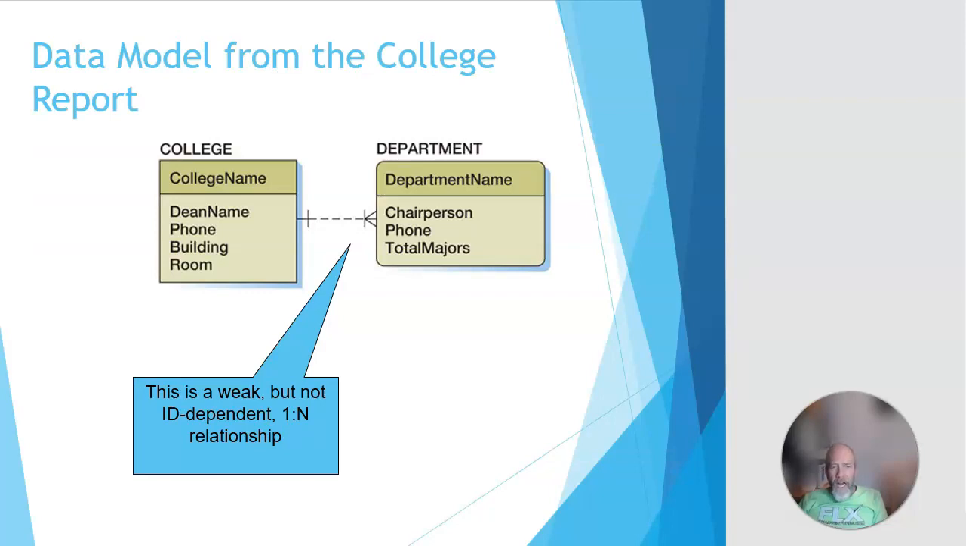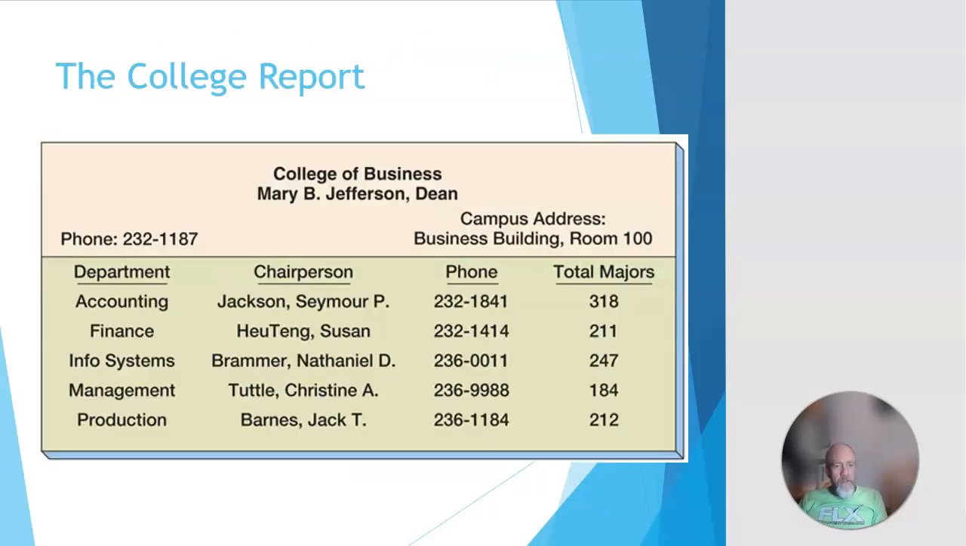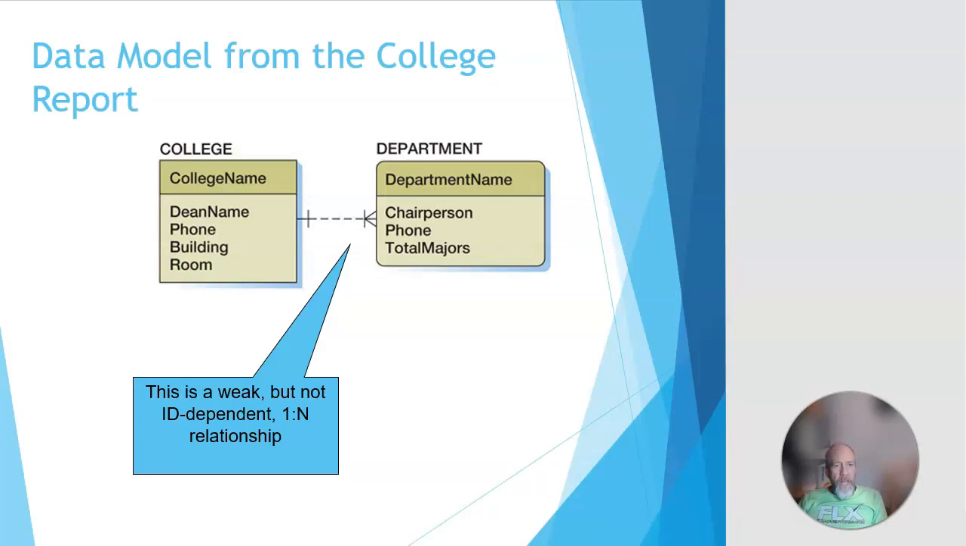Well, the college seems to indicate that there is this information from the form that is in that. That's the one right there at the top. Okay. Now, each of the departments has some information: chair people, phone, and total majors. So from the information that is in the actual report, this would be the logical data model that you would be looking at. Okay.